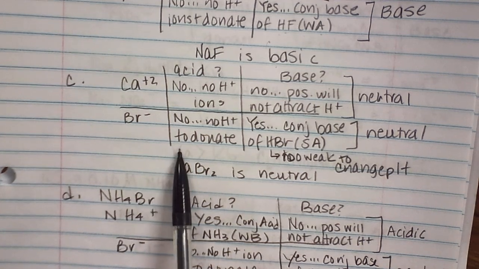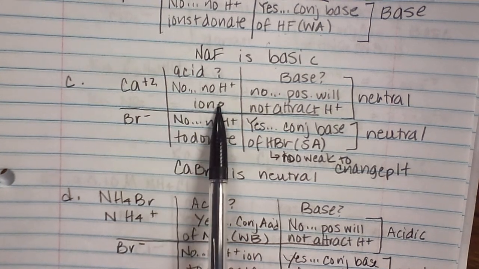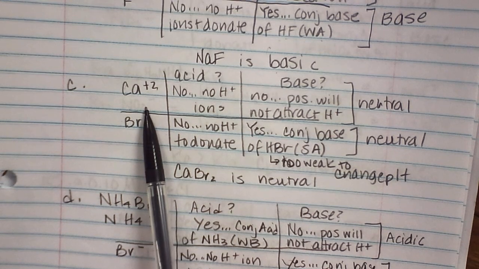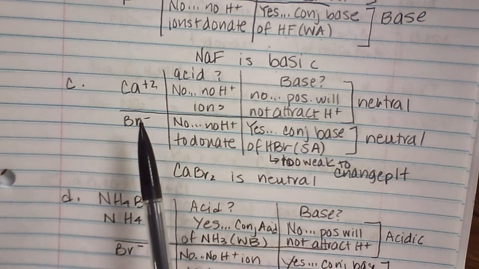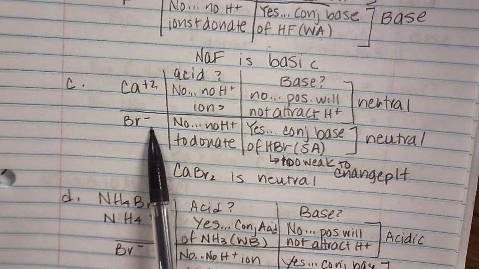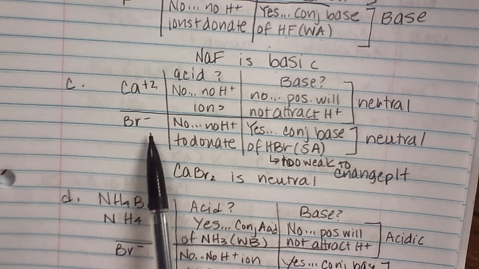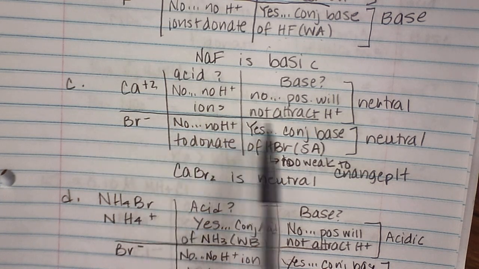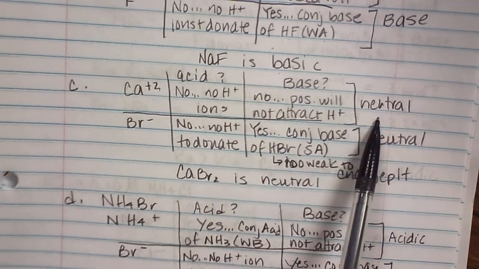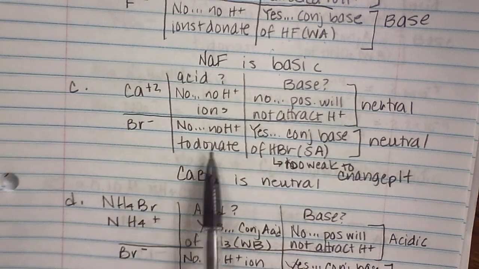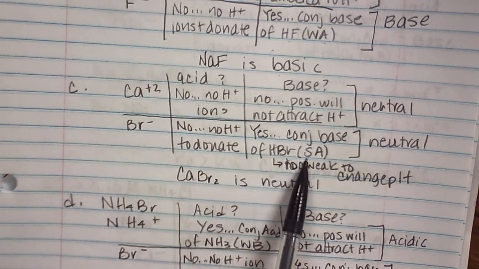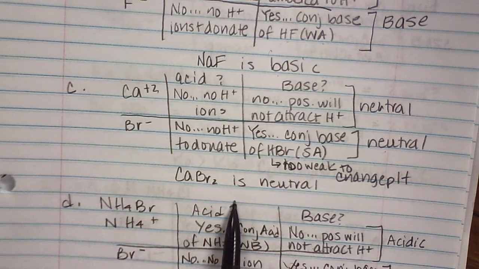So again, bromide, calcium is no. It's a large ion, so those metallic ions would not be alkali metals or alkaline earth metals. They are only transition metals. First line, small transition metals with high charges. And aluminum. Aluminum will do it too. Okay? So calcium, no, neutral. Bromide, no, and yes, but strong acid, so neutral. So this would be neutral.